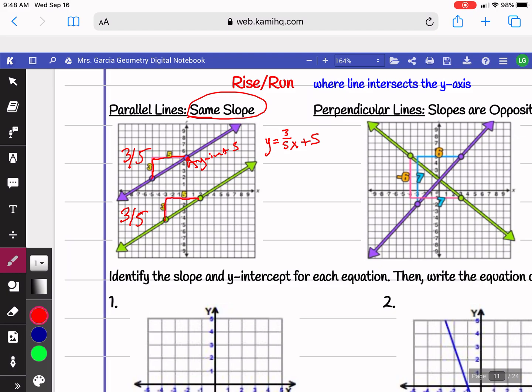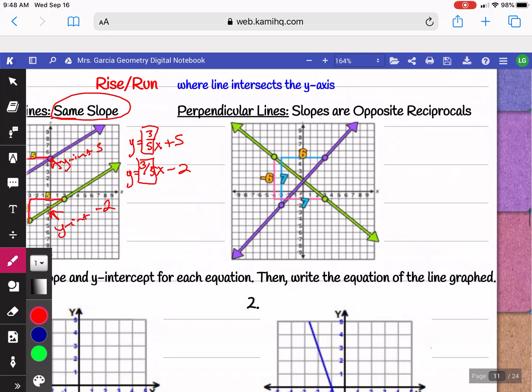The bottom one, the green line, well, it's not perfect. It passes between -2 and -3. So I'll put -2, but no, we're estimating. So that one also had a slope of 3/5. But this time the y-intercept's close to -2. So the y-intercepts don't really matter for it to be parallel. The slope just has to be the same.